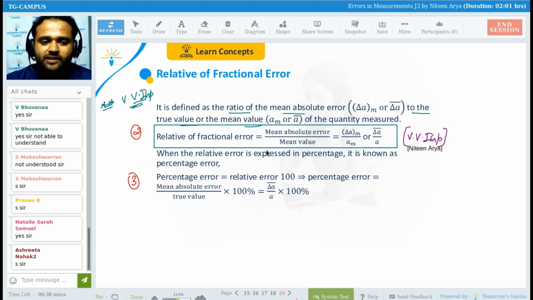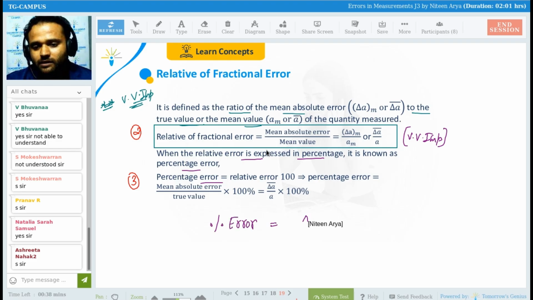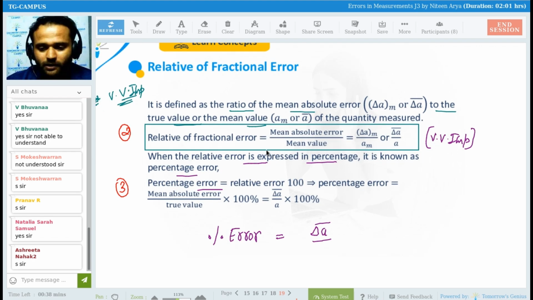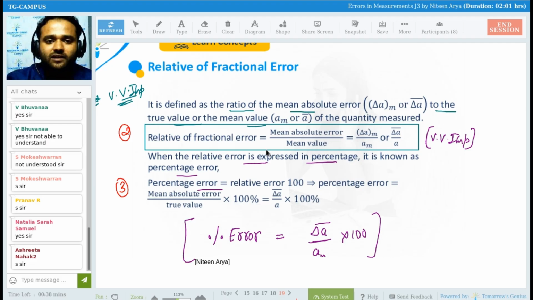Okay, relative or fractional error. And when you multiply it by 100, you get percentage error. So when the relative error is expressed in percentage, it is known as percentage error. So obviously, percentage error is relative error into 100. Majorly in this type: this is your mean absolute error, and that is the mean value, into 100. So this relation is important also.